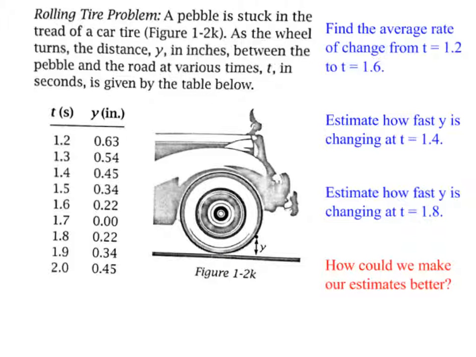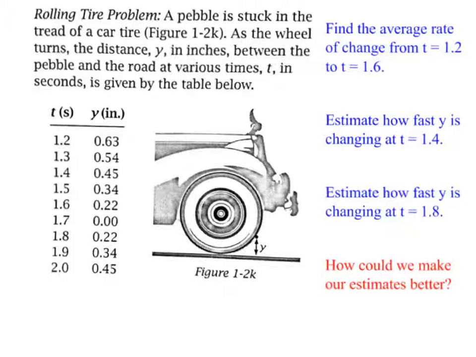Now in this next example, I'm not giving you a graph. Okay, and you can read here, this is a pebble stuck in the tread of a car. As the wheel turns, the distance in inches between the pebble and the road at various times in seconds is given on the table below. And I say find the average rate of change. Well, average rate of change, remember, is just a slope.